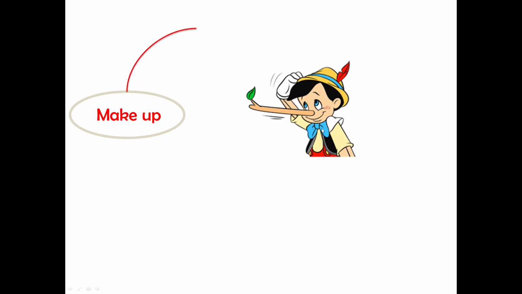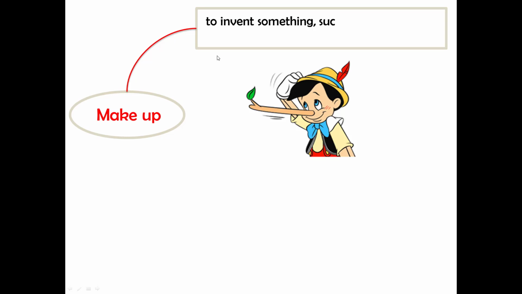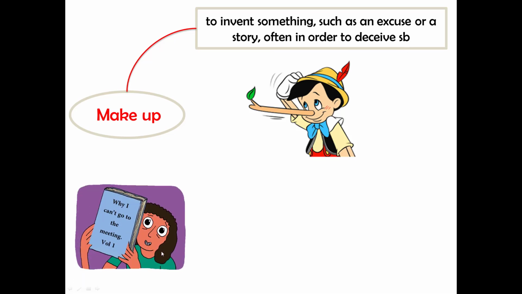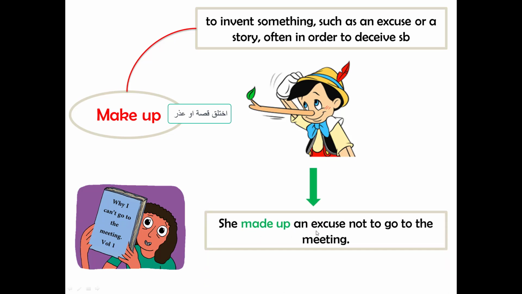Make up, like in this picture. Okay, to make up means to invent something such as an excuse or story, often in order to deceive somebody, like in this one. Why I can't go to the meeting, for one. For example, she made up an excuse not to go to the meeting.